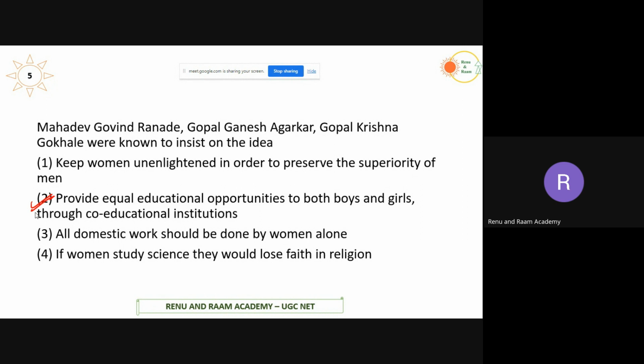In fact, there was one college called Ferguson College, which was aiming for a co-ed system. Even Gopala Krishna Gokhale and other supporters said that women should have an equal position, and they supported the introduction of this Ferguson College. So the answer would be the second one.